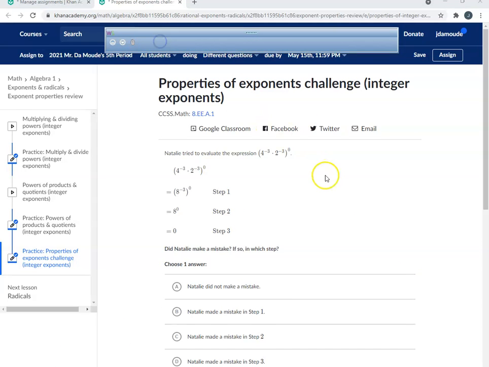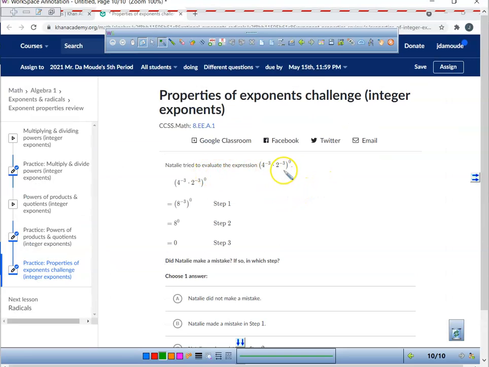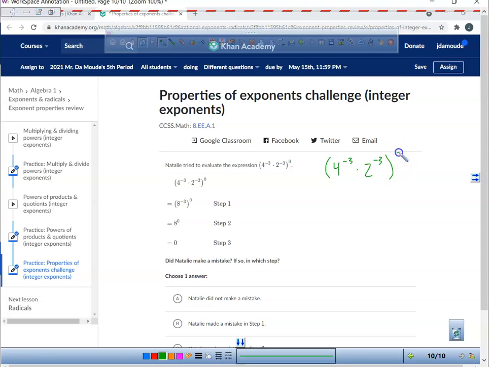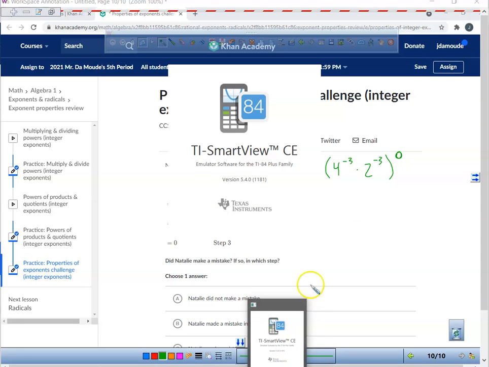All right, take a look at this problem. Natalie tried to evaluate this expression. Oh, by the way, Natalie took way too long to do this problem. I don't know, somebody who doesn't know what the power of 0 means. Does anybody know what any number other than 0, any number raised to the power of 0 always is equal to? No, it's not equal to 0. Yes, so it's equal to 1.